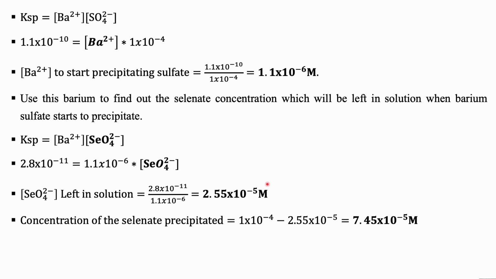So then after getting the concentration which will be left in the solution, you can determine how much will be precipitated by taking the initial minus the one left in the solution. Then we get the amount which formed the precipitate. So for the percentage precipitated, we take the concentration which made the precipitate, divide by the initial concentration, times 100, then we get 74.55%, as the percentage of the selenite which is precipitated.